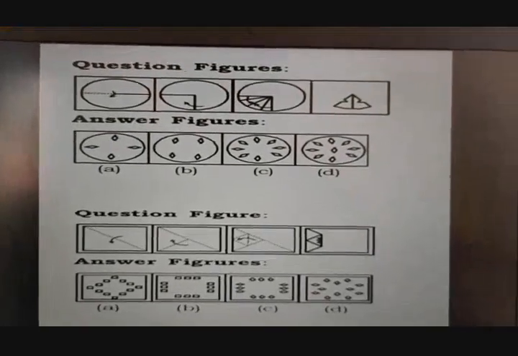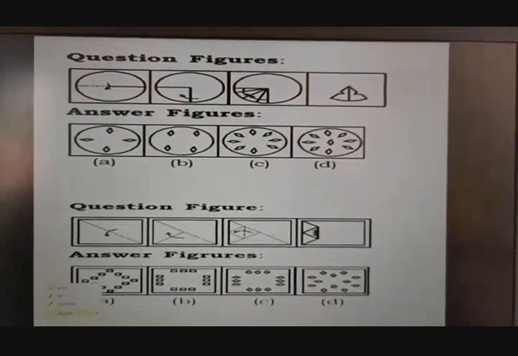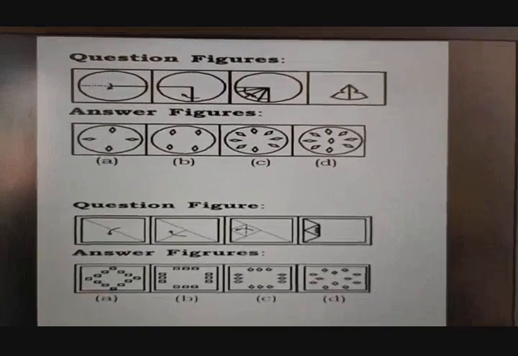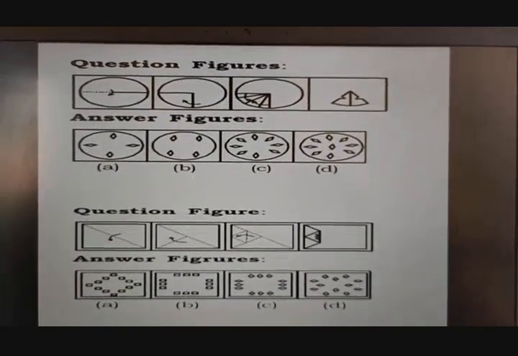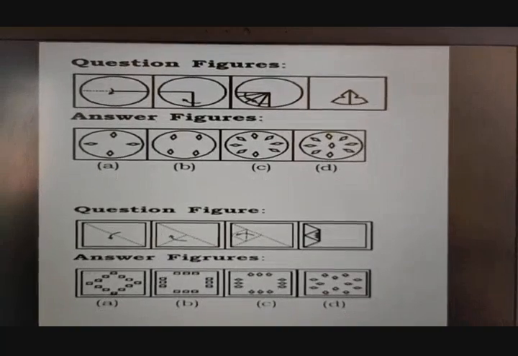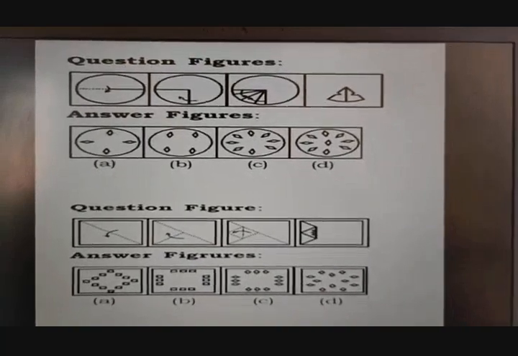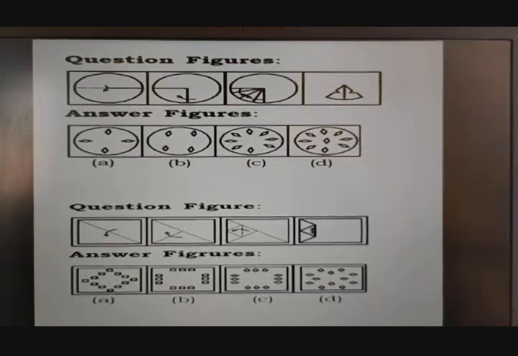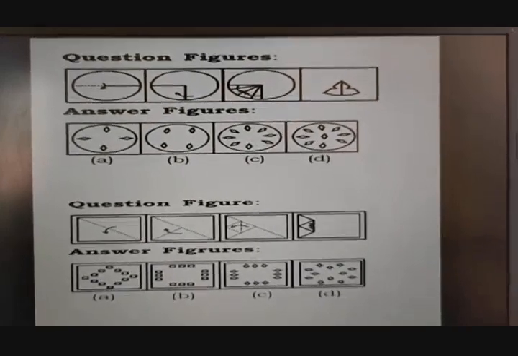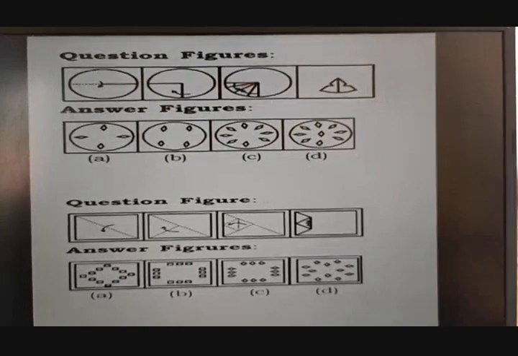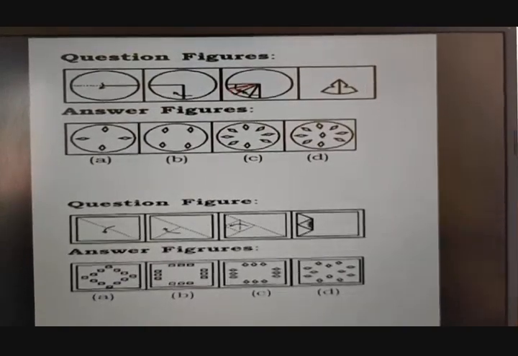Okay, let's see question number 1. First of all, this one is a circle. This circle is folded in half, again folded, again folded, again folded from this side, and at last the resultant will be this one and this one.